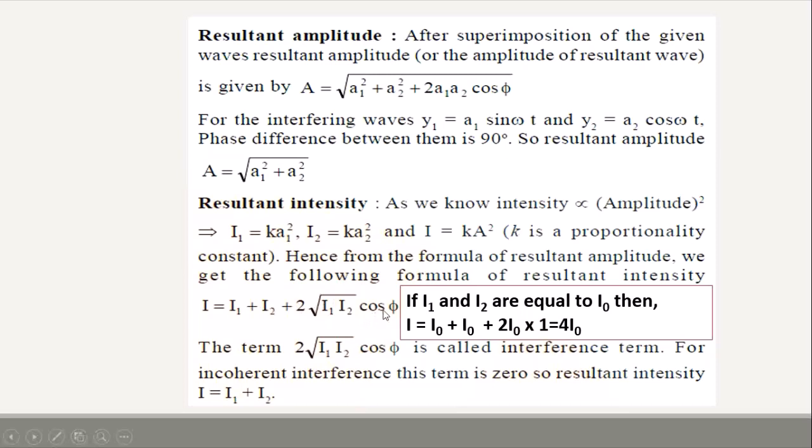And here the third term, 2 root I1 I2 cos phi, is called the interference term. So when this term is 0, there will be no interference. It is simply the addition of two lights. It is just like switching on two independent light sources. If you switch on the first light source, the screen gets illuminated, and if you switch on the second light source, the screen gets more illumination. The brightness will increase. Nothing else will happen.